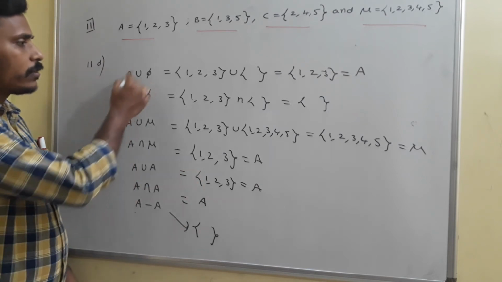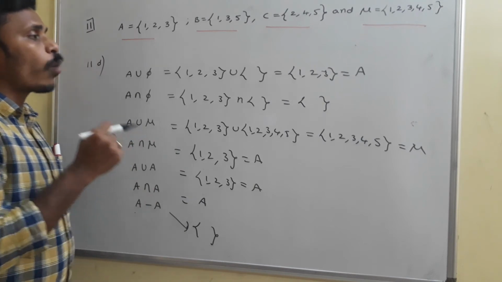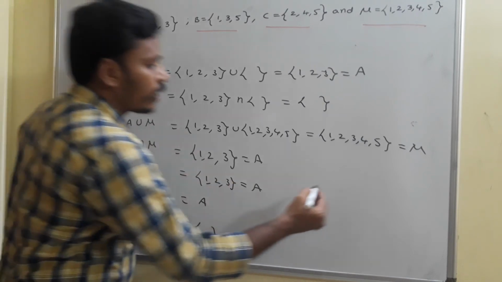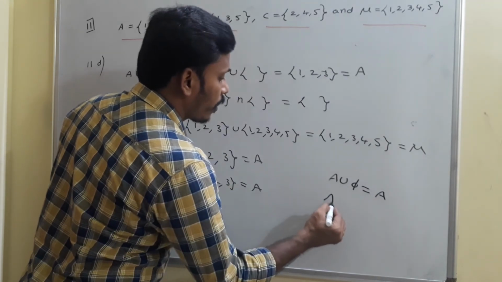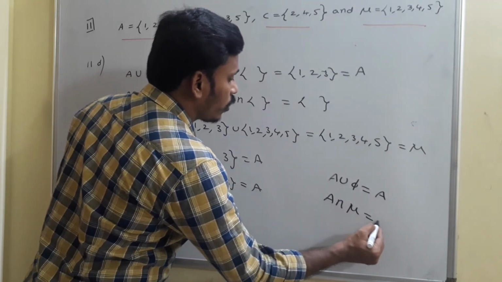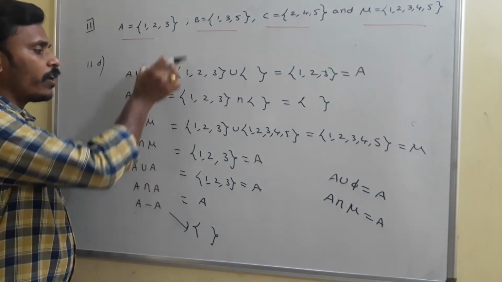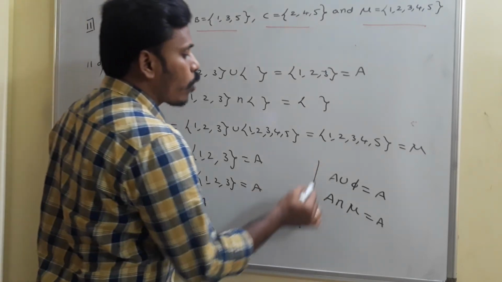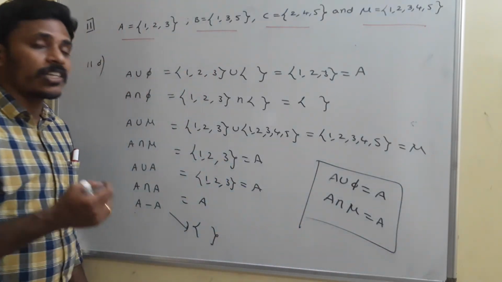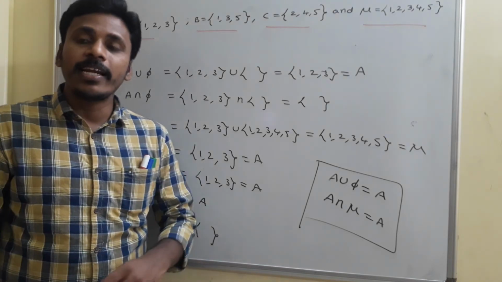These are also some observations, and among these I am going to identify a few. They are like this: A union empty set is equal to A, and A intersection mu is equal to A. Every problem is an observation in this set. But among these two I need, because these two look like the identity elements of the numbers.